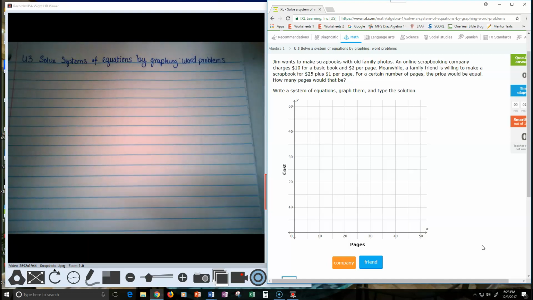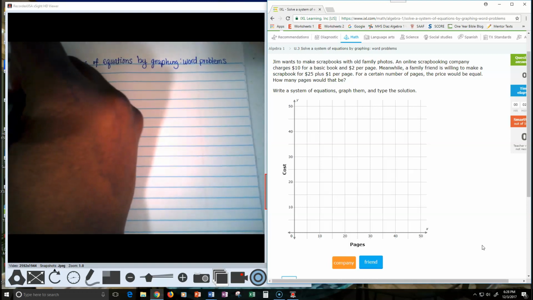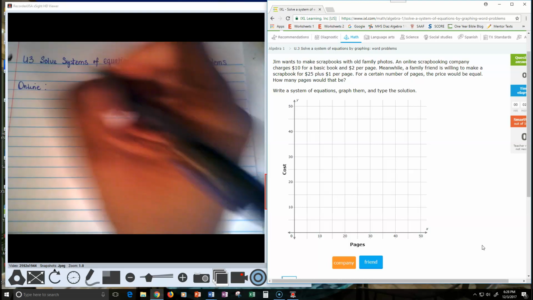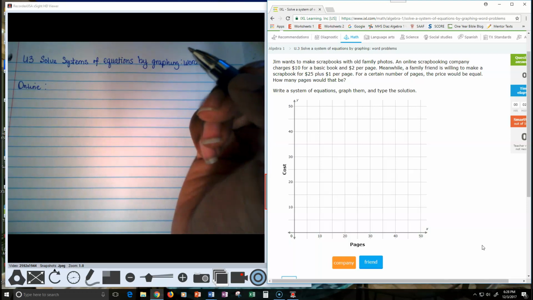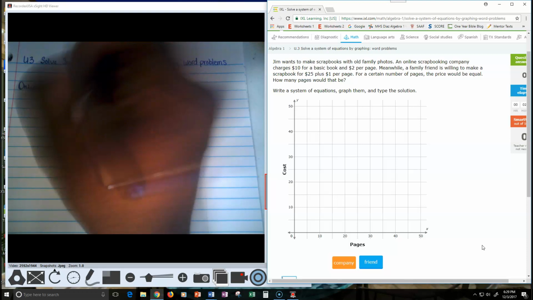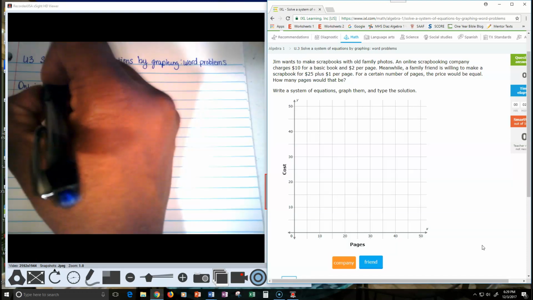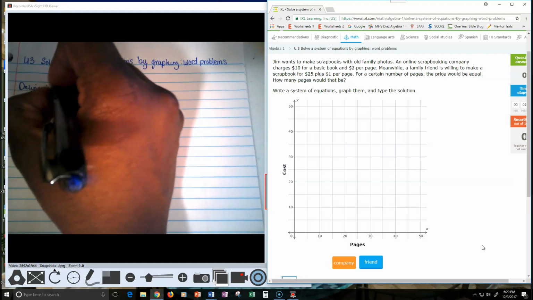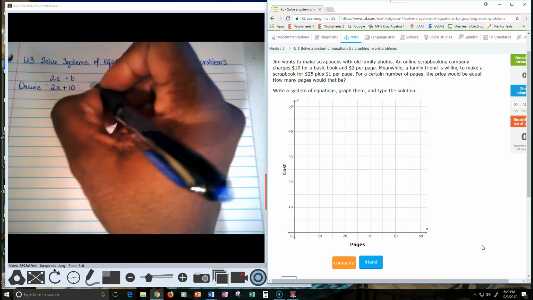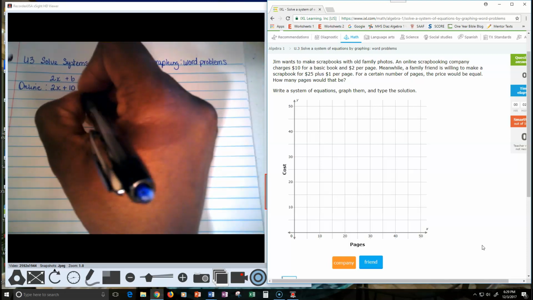So let's talk about the first scrapbooking company. We have the online scrapbooking company, and they are going to charge us $10 plus $2 per page. Well, the $10, we're going to have to pay regardless of what we get, so that's going to be our B. And then $2 per page, that's going to be our slope, so we end up with 2x plus 10. That's what our first equation is, and we could really put the y there.